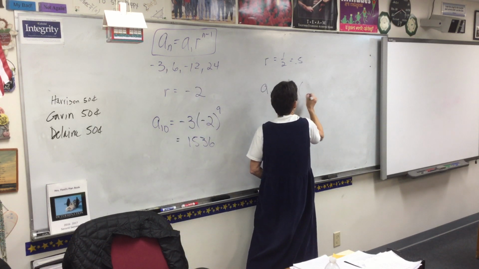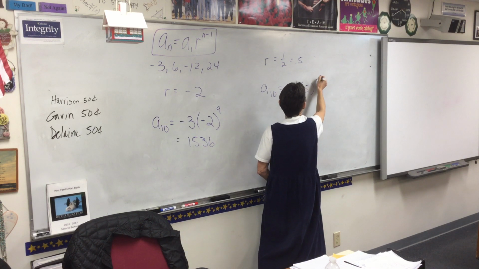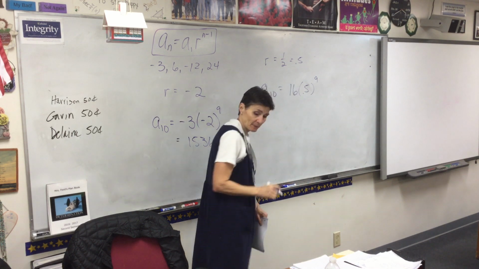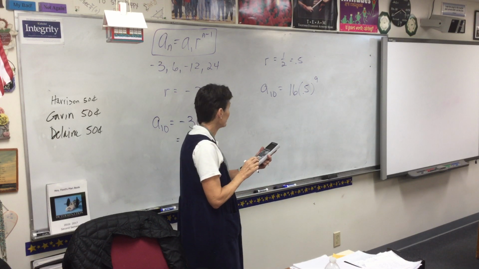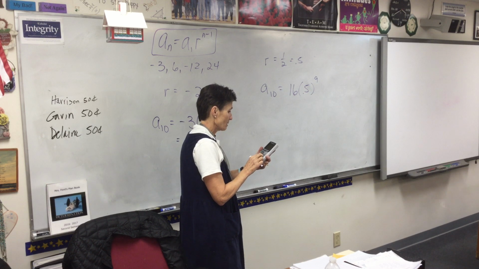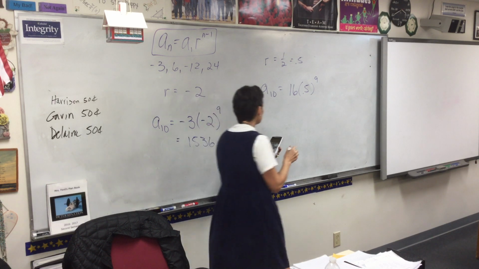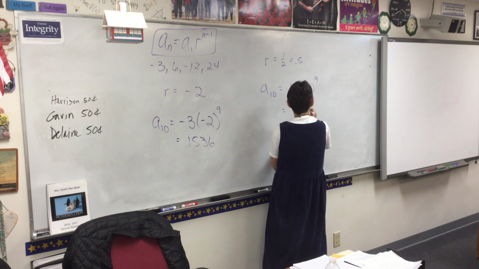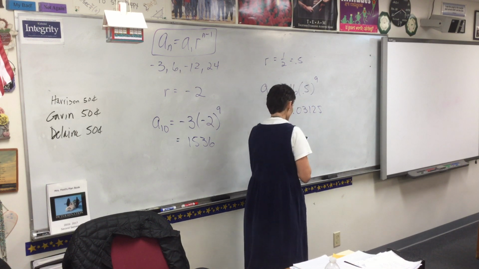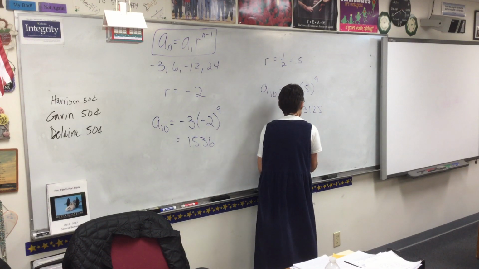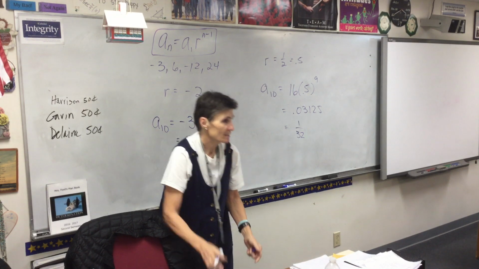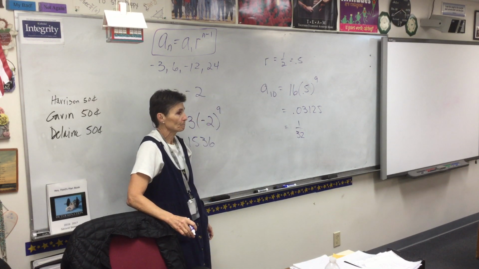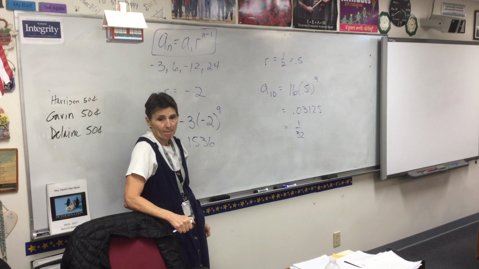16 times 1/2 to the 9th. Type it in. Now, some of you will get a decimal and some of you will get a fraction. It doesn't matter. Both answers are perfectly okay. Decimally, it's 0.03125. Fractionally, it's 1/32. So either one of those answers is perfectly okay. Just sort of depends on how you have things set up on your calculator. All right? Everybody doing okay?